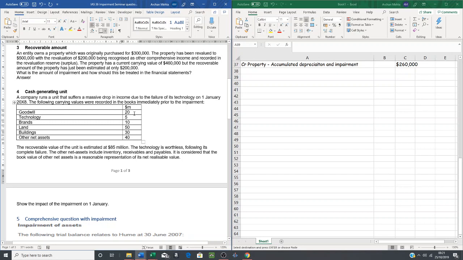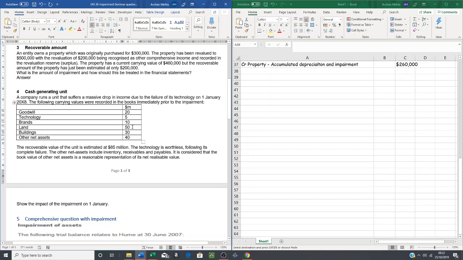IAS 36 says that any impairment that exists on a CGU should first be given to obviously impaired assets. So if some assets need to be totally written off, that impairment loss should be given to them first. Then we use the goodwill amount to set off the impairment loss as the second ranking. And thirdly, if any impairment loss is left, we allocate that loss amongst remaining assets on a pro rata basis according to their carrying values or book values.